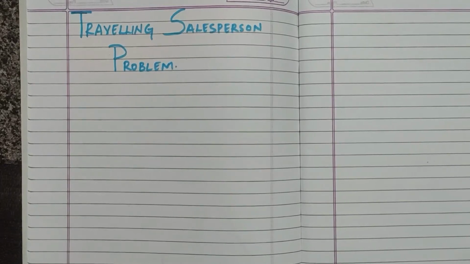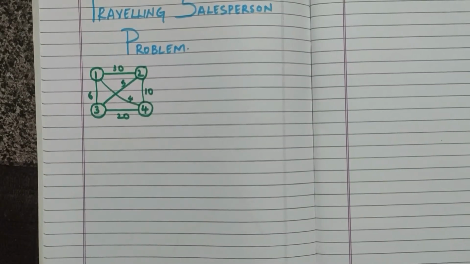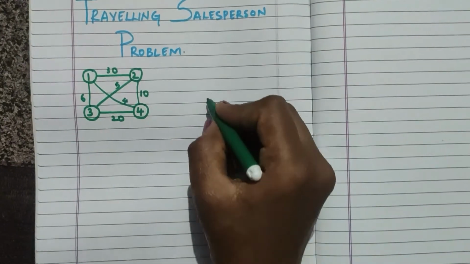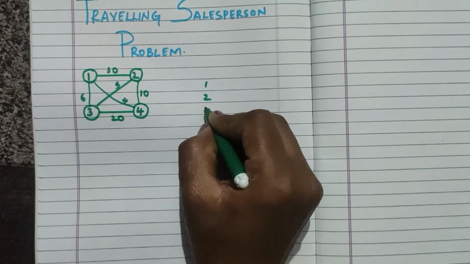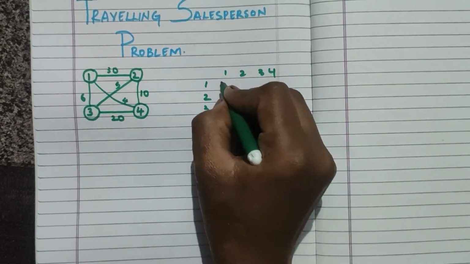Hey guys, welcome back. In this video, we'll be learning about the traveling salesperson problem. Now this is the graph that we are provided with. What we have to do is convert this into a cost matrix. So let's convert it. I have 4 nodes, so I'll just write 1, 2, 3 and 4.